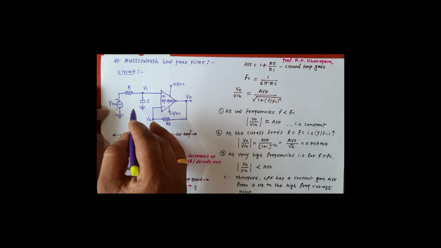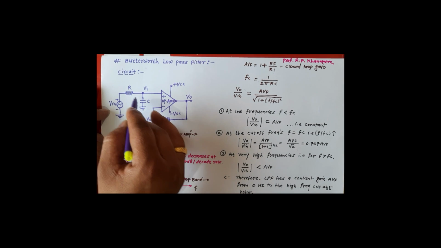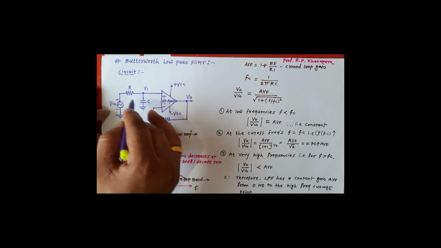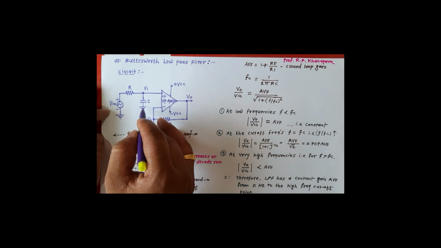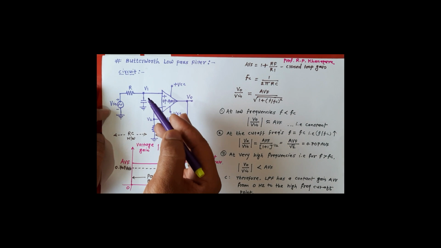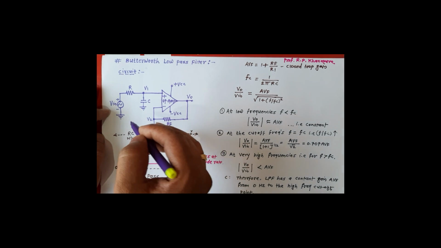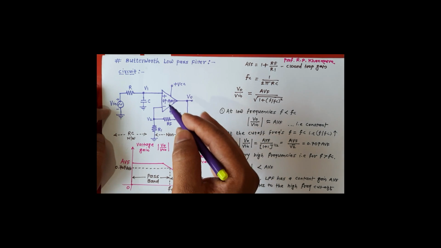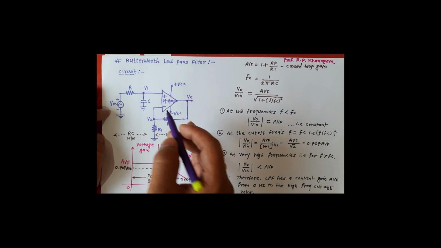So what does first order mean? Here there is only one capacitor and one resistor, so that's why its order is first. If you use two capacitors and two resistors, then it is called a second order Butterworth low pass filter. We will discuss that in the next video.